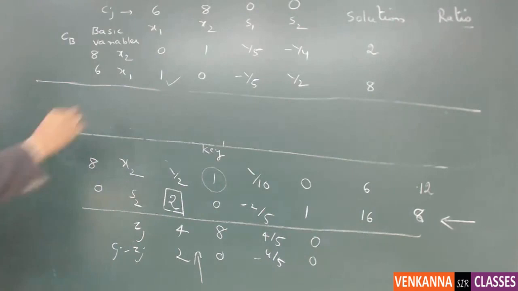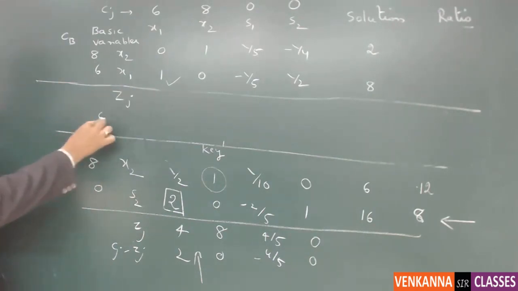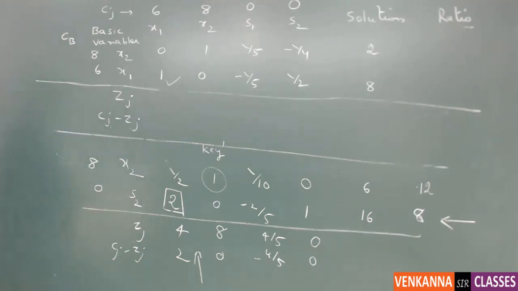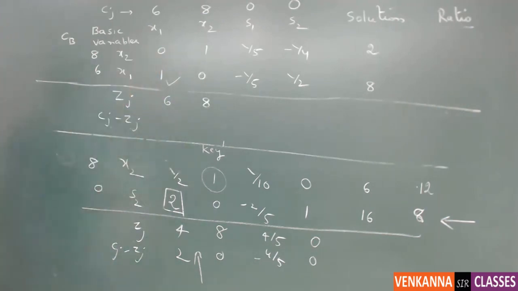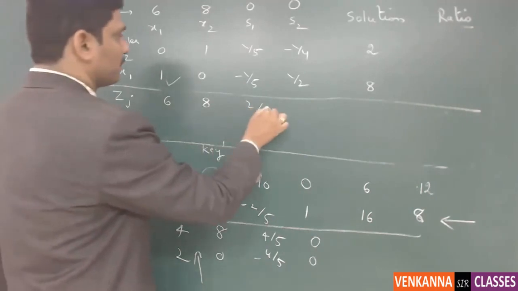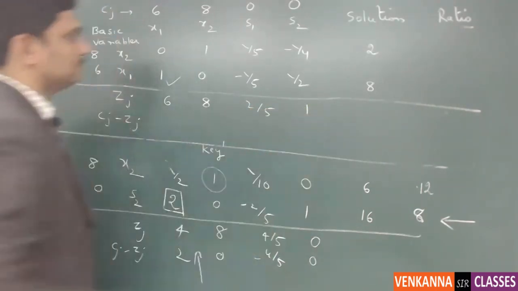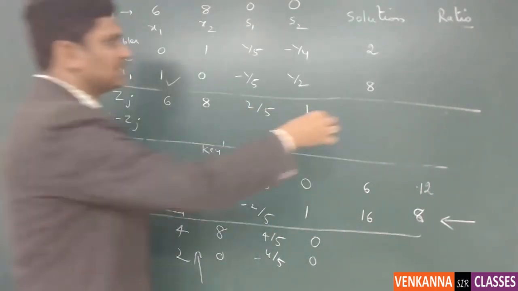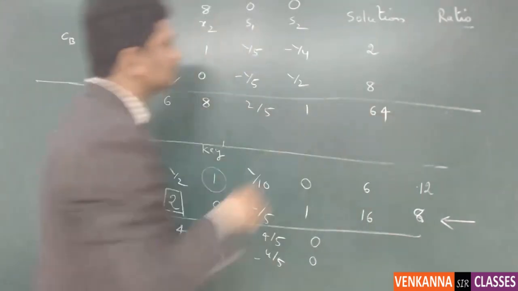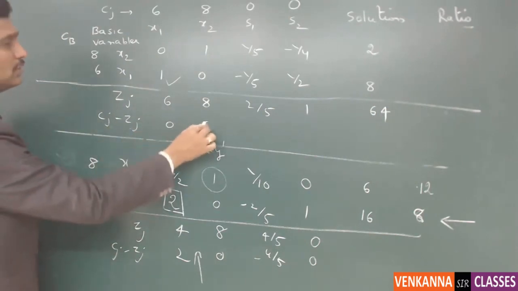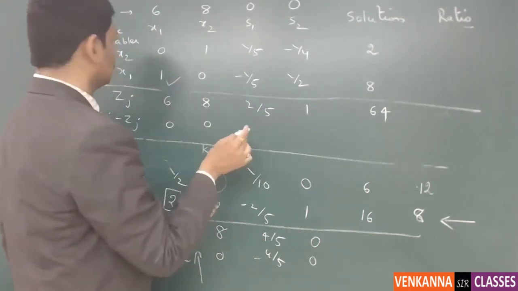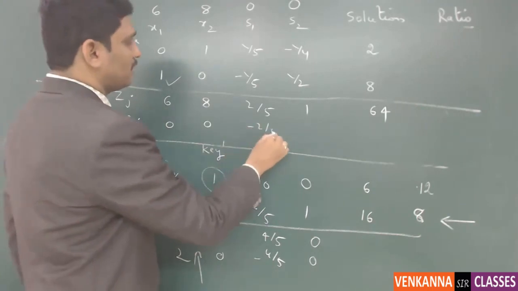So let us calculate Zj and Cj minus Zj. The values are going to come as 6, 8, and then 2 by 5, 1, and the value is 64 here. So if you go with Cj minus Zj: 0, 0, minus 2 by 5, minus 1.